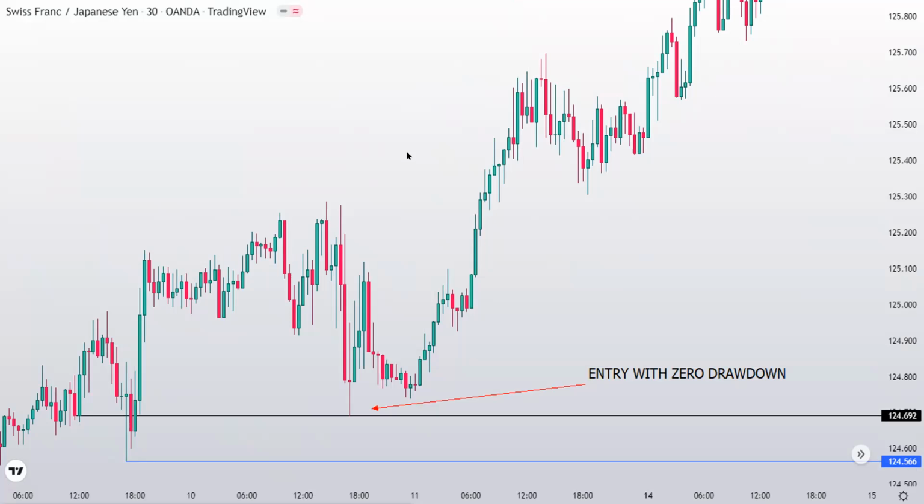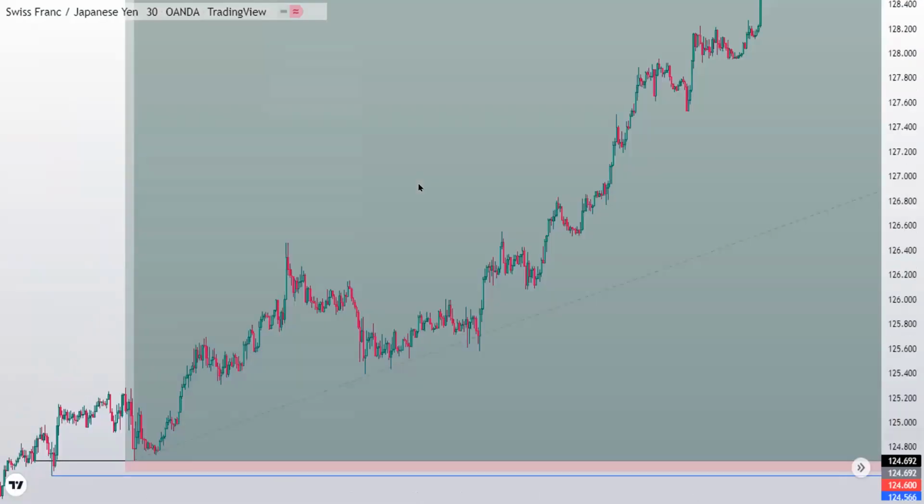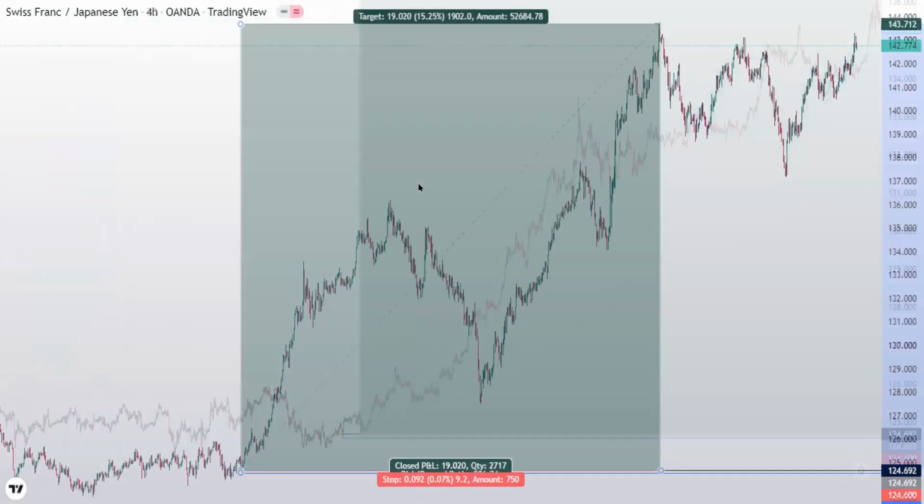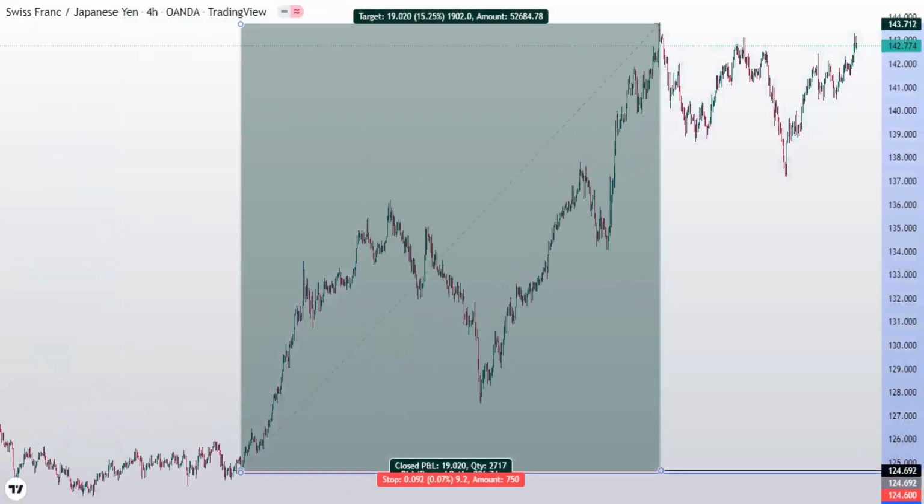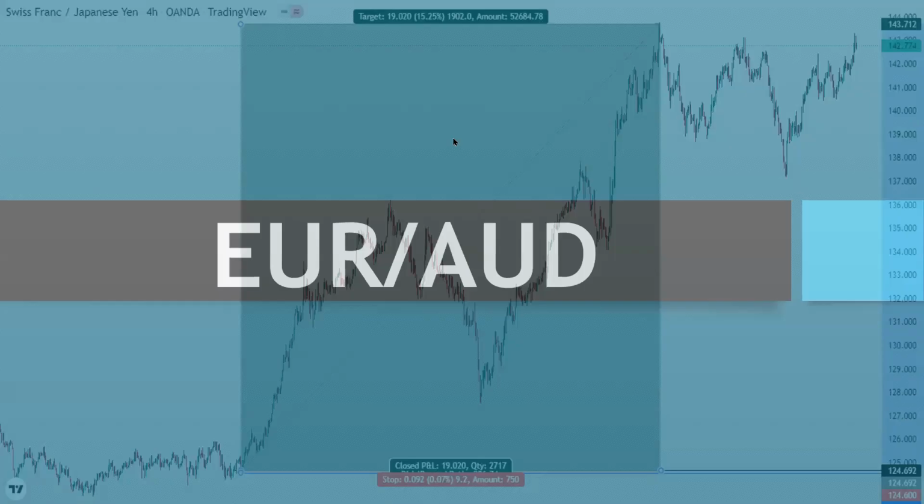So as you can see, this trade actually went almost 1,900 pips, and the risk was only 9 pips. So it was almost 1:100. It depends on how you hold that trade and so on.